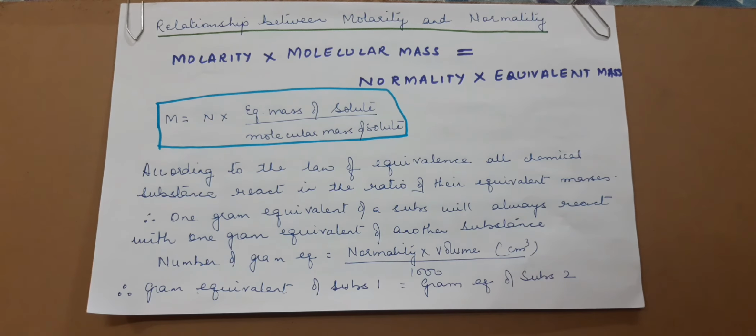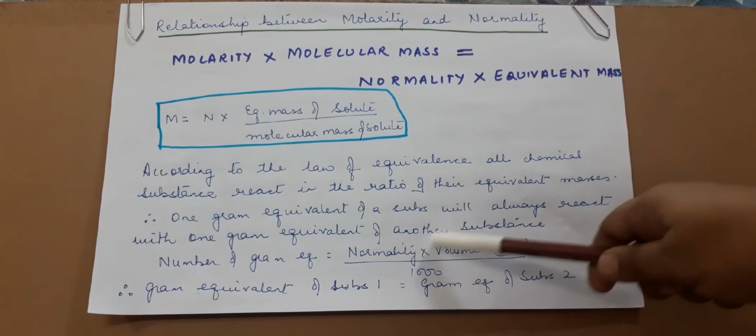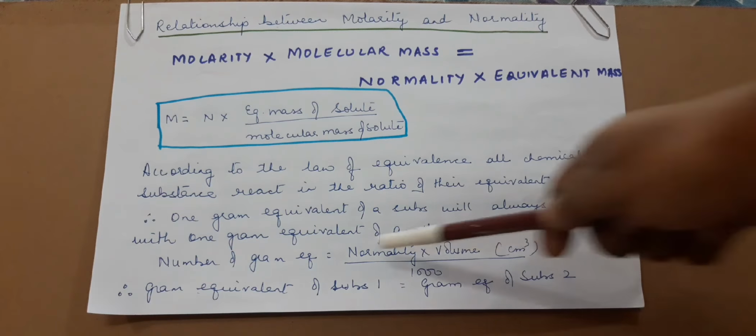Okay, so since 1 gram equivalent of a substance is going to always react with 1 gram equivalent of another substance, and we also know what is number of gram equivalent. Number of gram equivalent, just we saw in the previous video. What is number of gram equivalent in terms of normality? We had seen number of gram equivalent is what? Normality into its volume in ml by 1000. Because normality is what?